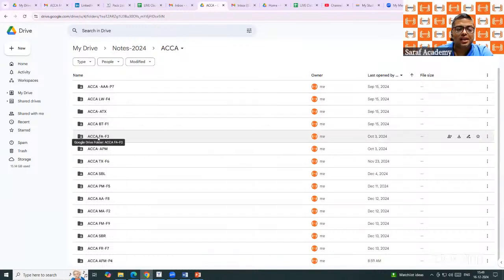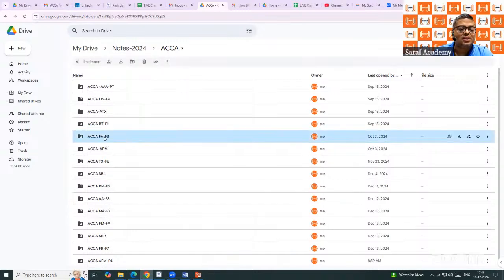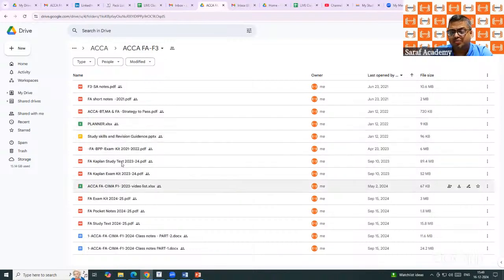You can say ACCA FA, then ACCA MA. When you go, you will find different sets of materials. In that, the students should refer to the Kaplan exam kit and the Kaplan study text. And that too for the current year 24-25. Even the CIMA students should be using these materials only because the areas in CIMA and ACCA are common. Some areas are not there in CIMA. ACCA में तो वो area है, तो आप वो area ignore कर दीजिए. So ACCA CIMA should use this.